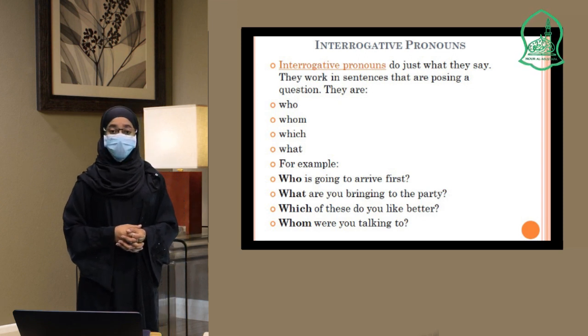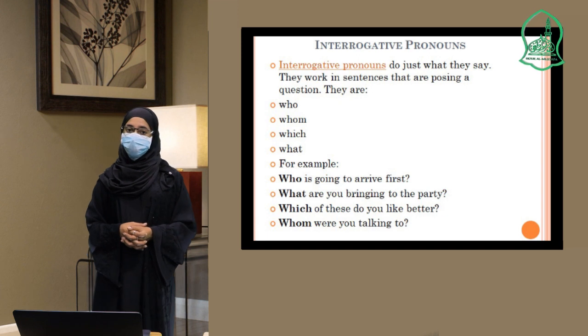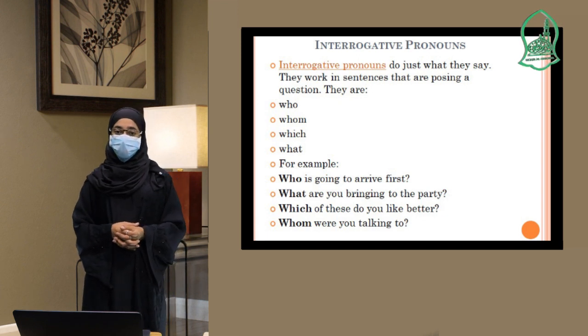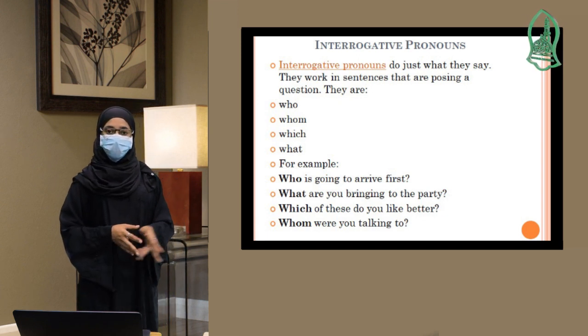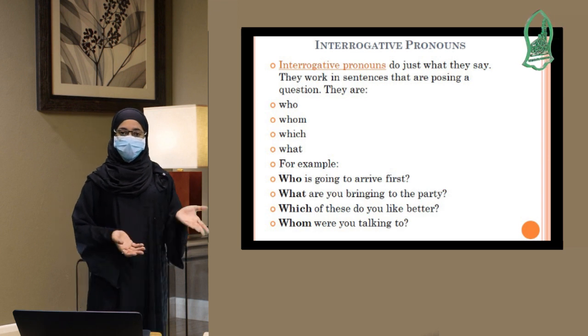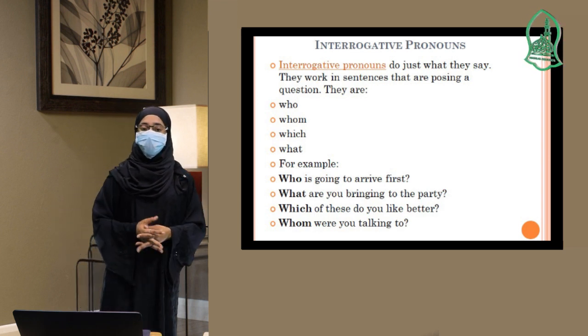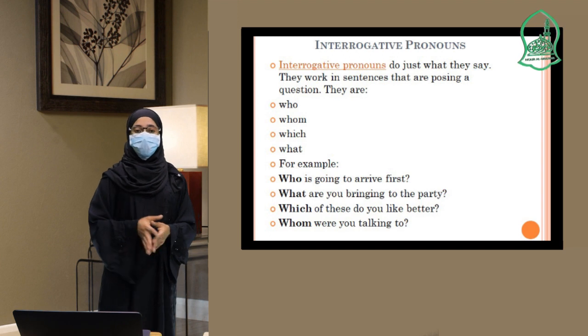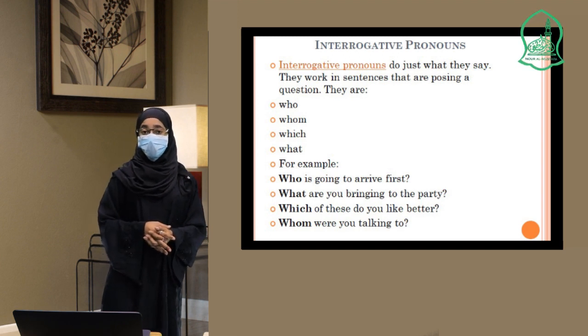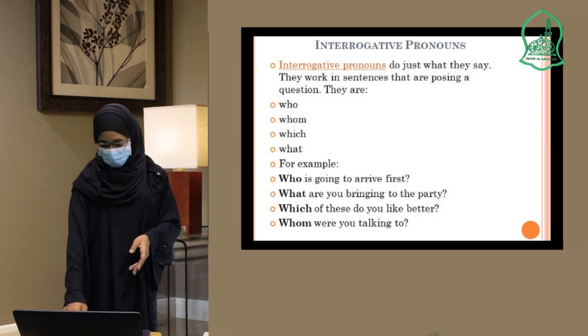And then, whom were you talking to? Whom is also talking about people, but objective, not subjective, as we have seen in the personal pronouns. We have subjective and objective. So when you ask a question about objective people, you have to use the question form whom. So those are the interrogative pronouns.